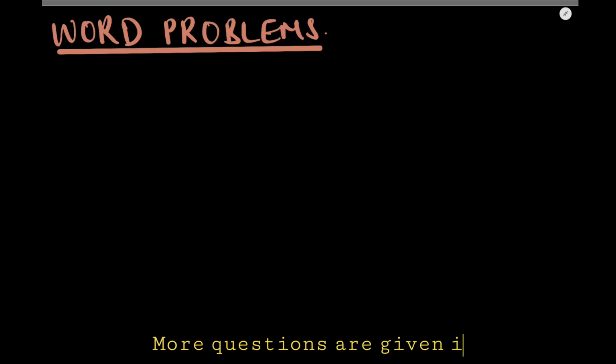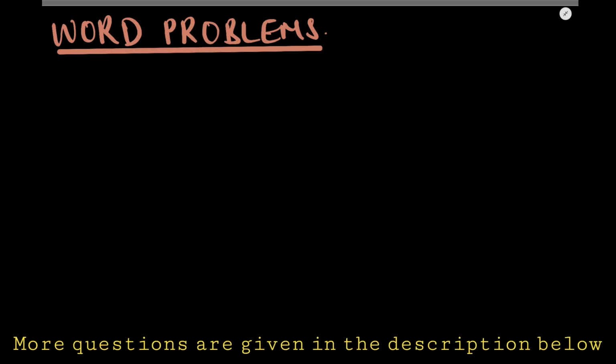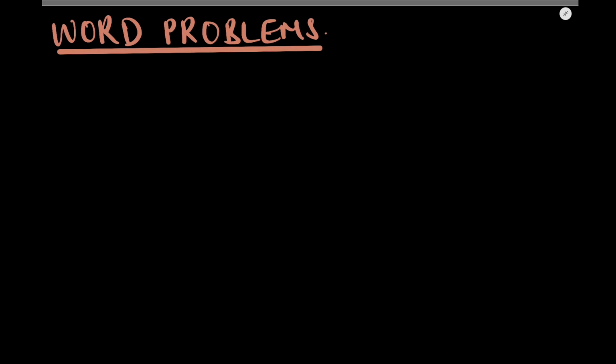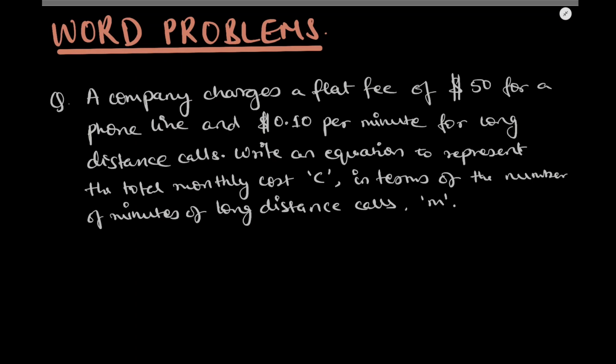The first example of a word problem is: a company charges a flat fee of $50 for a phone line and $0.10 per minute for long distance calls. Write an equation to represent the total monthly cost C in terms of the number of minutes of long distance calls M. Now, how to tackle questions like these? You read it. Just read the question and note down the numbers and the variables they have given.